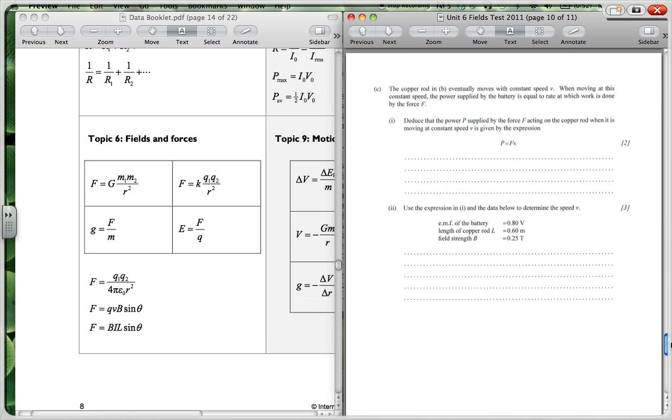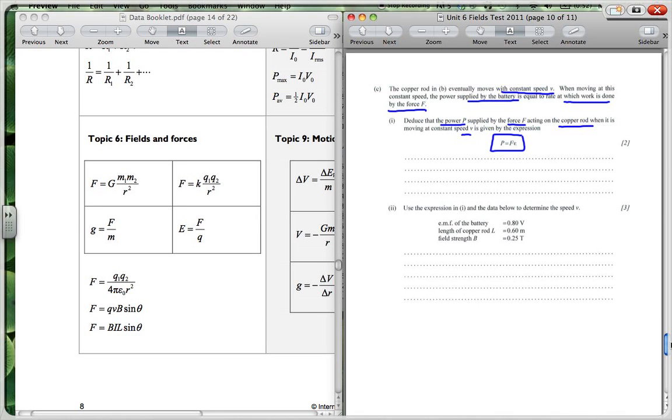We then have the copper rod eventually moves with a constant speed V. When moving at this constant speed, the power supplied by the battery is equal to the rate at which work is done by the force F. Deduce that the power P supplied by the force F acting on the copper rod when it's moving at a constant speed V is given by this expression, power is equal to F times V.